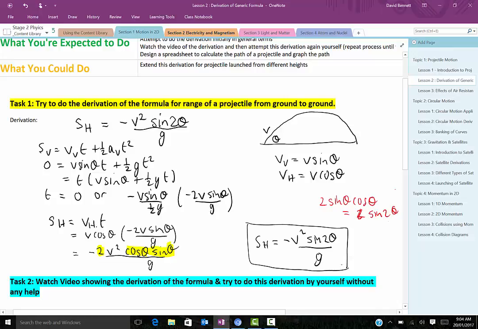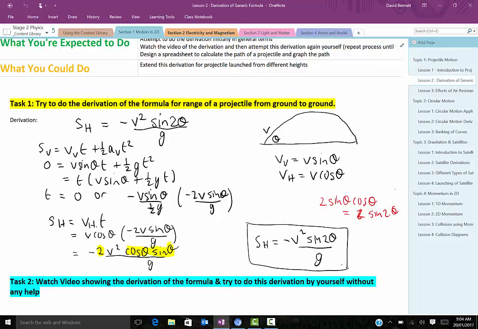Now, the key thing about any derivation or proof is that you need to know how to do this from scratch by yourself. I suggest that you watch this video, don't write any notes down, and have a go at the derivation. If you can't quite remember it, come back to the video and do that again. You've got to keep doing that.